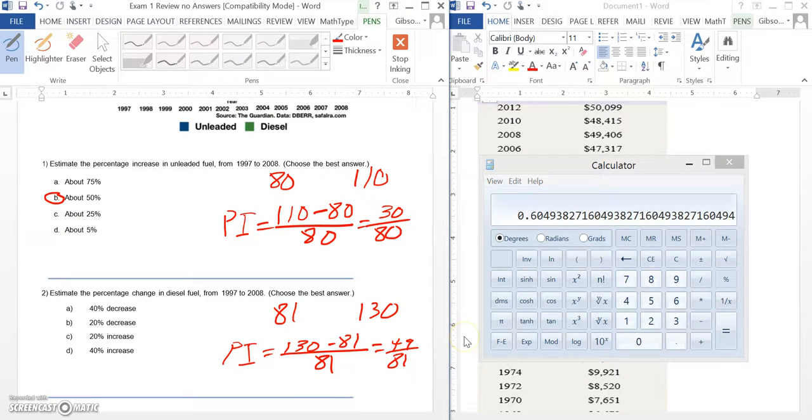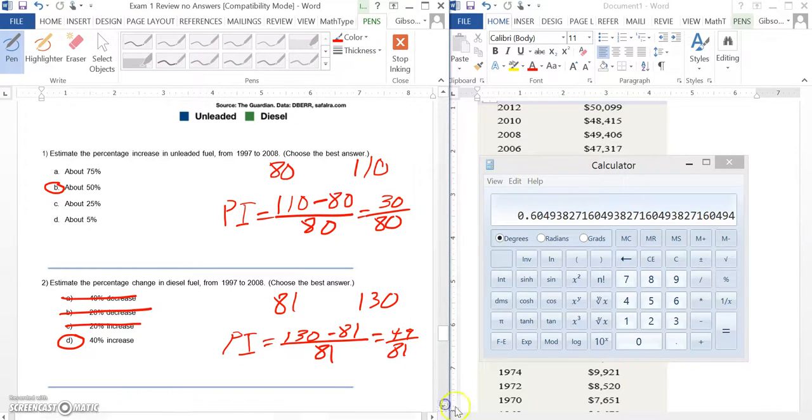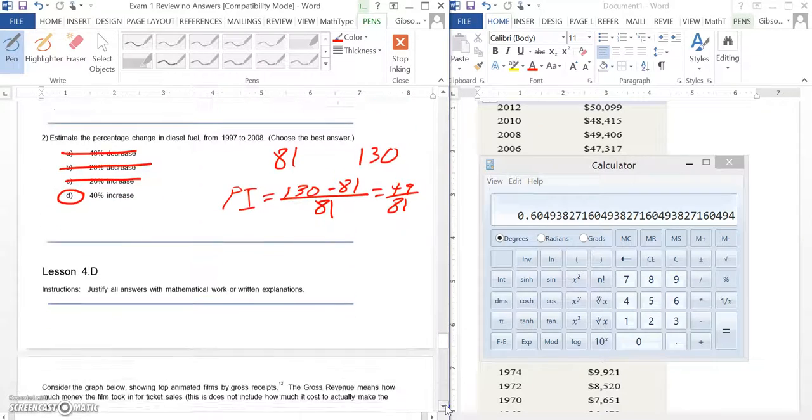So, okay, class, even though the answer is quite off here, we know that this is an increase because it increased from 81 to 130. So we know that would take out A and B because those are decreases. Then we look here, this is a little over 60%. We know that 40% is larger than 20%, and 40 is closer to 60. So our answer would be D because it says choose the best answer. So a 40% increase would be the best answer.